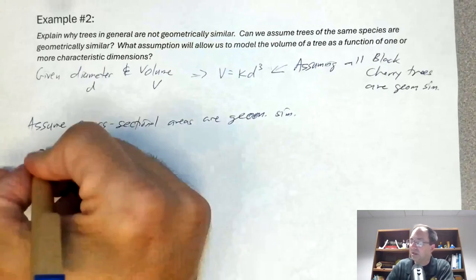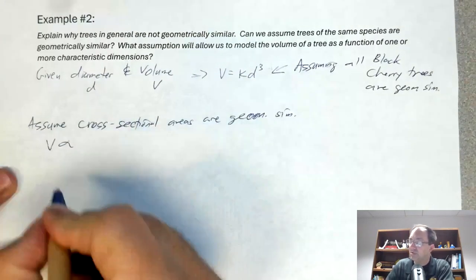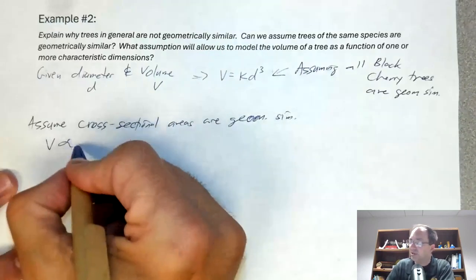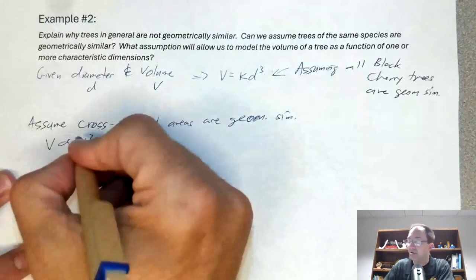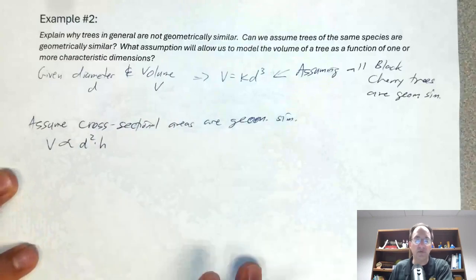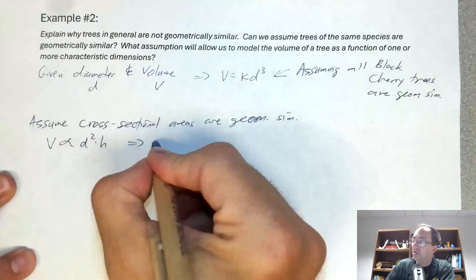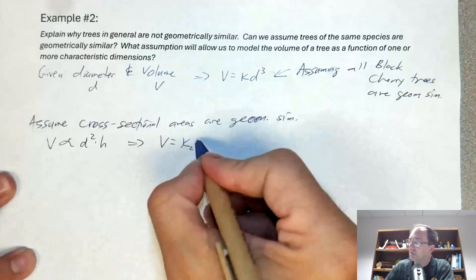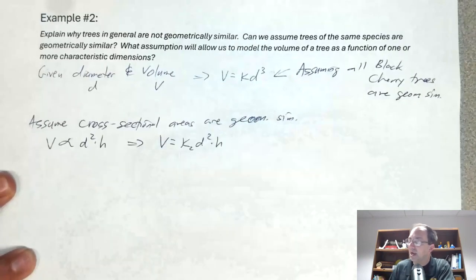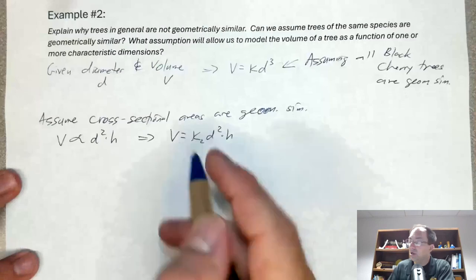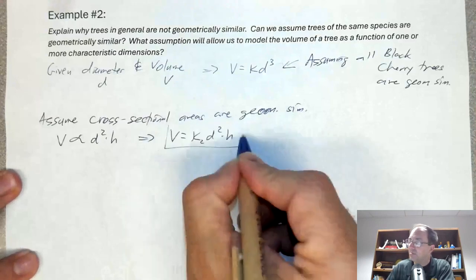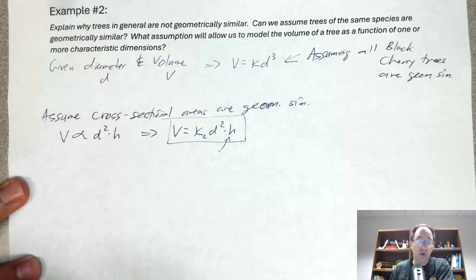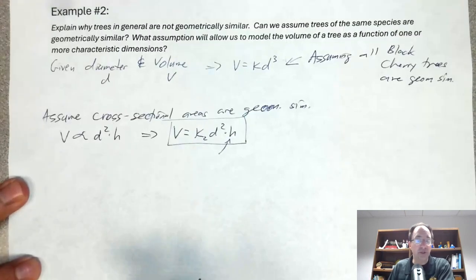So what this would mean is that volume is proportional to basically the cross-sectional area. So that would be diameter squared now, and then the height would be a separate dimension. Or in other words, V is equal to some new constant, we'll call it K2, times the diameter squared times the height. So this is a more sophisticated model because it has a second variable, height. And so naturally we expected to do a better job.